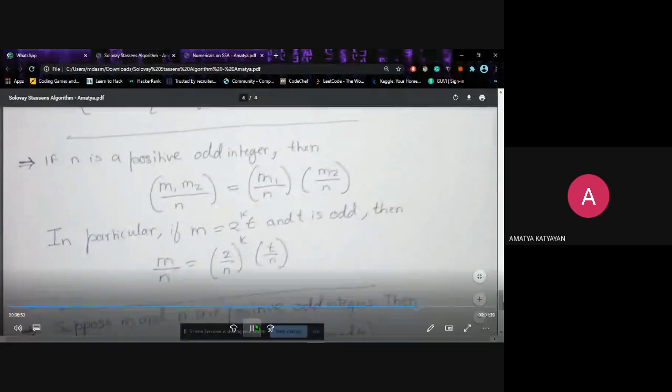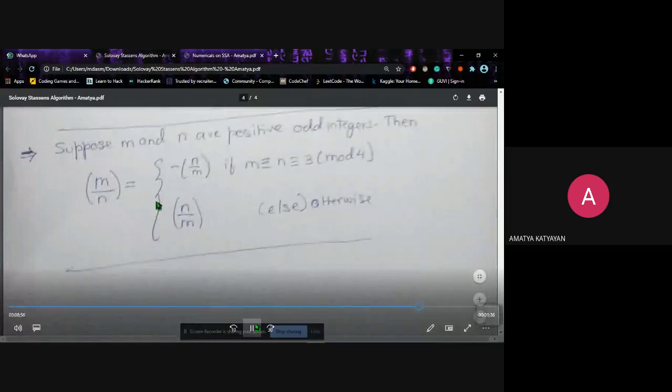This usually comes. And coming to the other part, suppose m and n are positive odd integers, and m upon n is given to you. Basically, this m should not be 2; if it is 2, then you can apply the previous property that we discussed. But if it is some other positive odd integer, then you can take it as minus n upon m if m and n are both congruent to 3 mod 4.